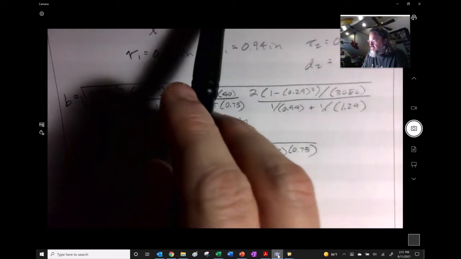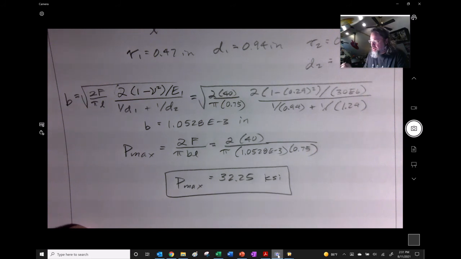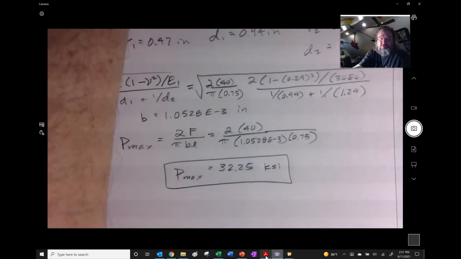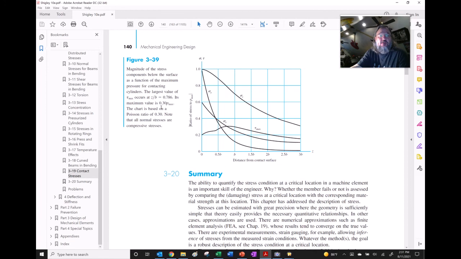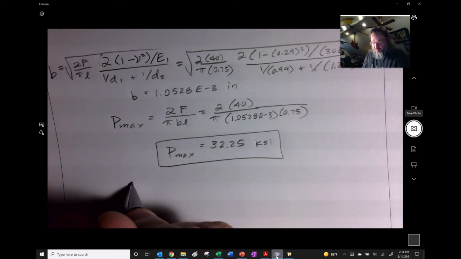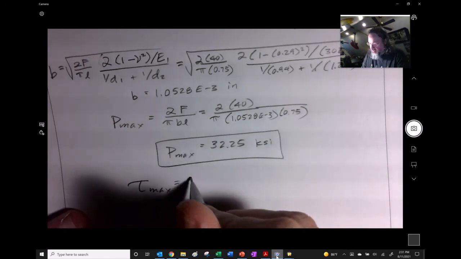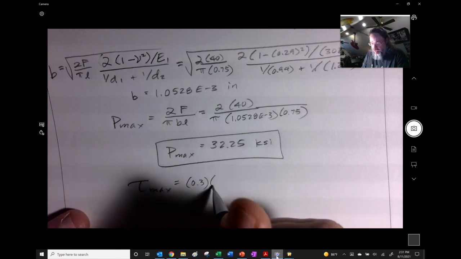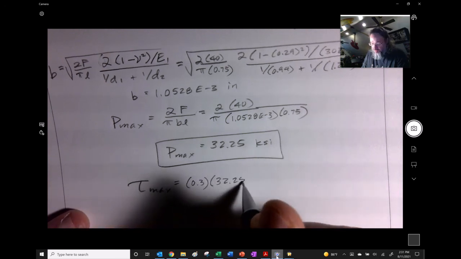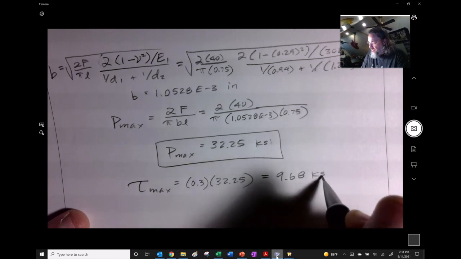And that's the estimated maximum contact pressure. And now the maximum shear is simply, based on this right here, going to be 0.3 times that value right there. So that's pretty boring. We get the tau max is equal to 0.3 times 32.25, so we get 9.68 KSI.